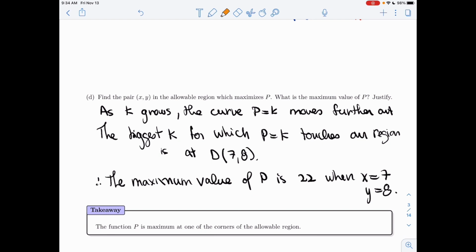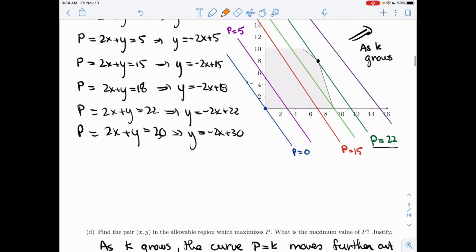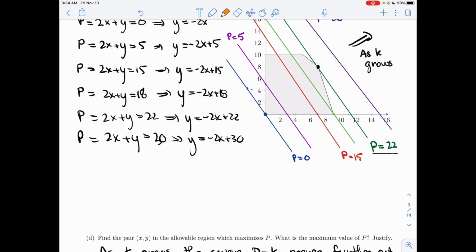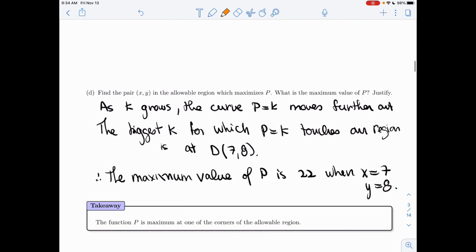All right, so the point that we're trying to see is that whenever you have a linear function like this, your curves are going to be super simple. They're going to be parallel curves that move in one direction and move further out as k increases. And so you're looking for the last point of intersection. That will always happen at a corner. However you place your line, the last one is going to be at a corner. And so that's the takeaway here.